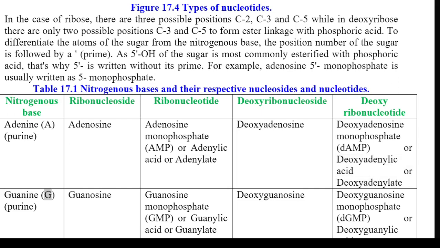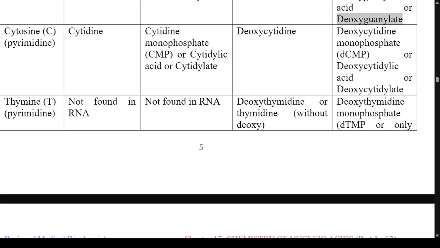Guanine, G. Purine. Guanosine. Guanosine monophosphate, GMP, or guanylic acid or guanylate. Deoxyguanosine. Deoxyguanosine monophosphate, dGMP, or deoxyguanylic acid or deoxyguanylate. Cytosine, C. Pyrimidine. Cytidine. Cytidine monophosphate, CMP, or cytidylic acid or cytidylate. Deoxycytidine. Deoxycytidine monophosphate, dCMP, or deoxycytidylic acid or deoxycytidylate.